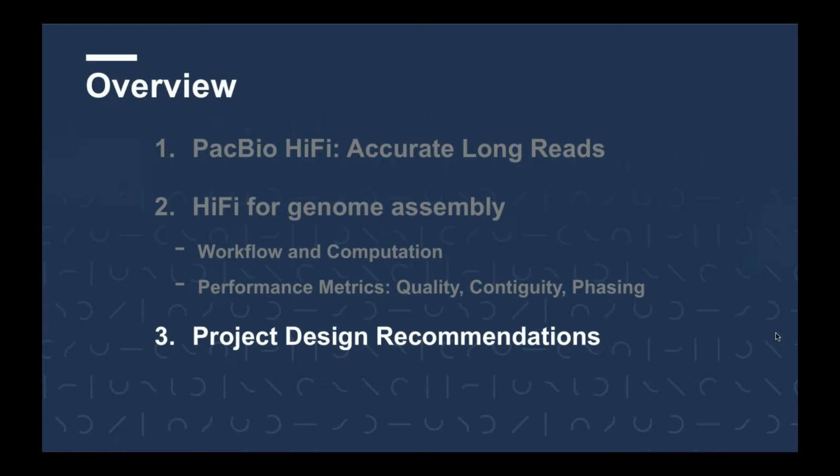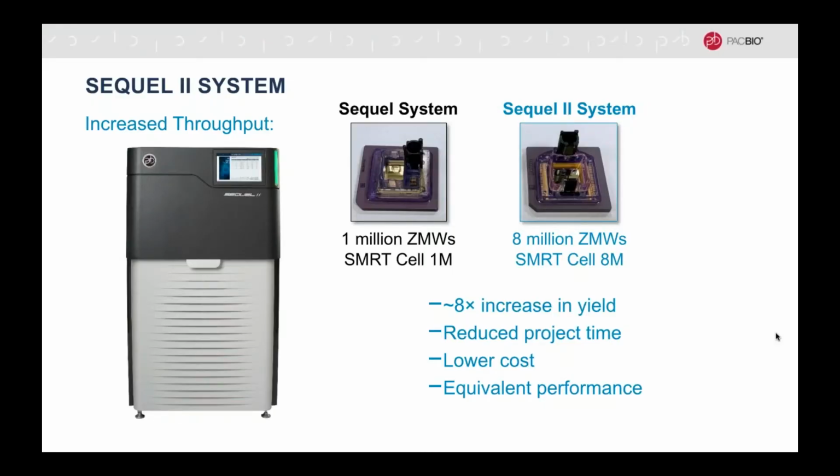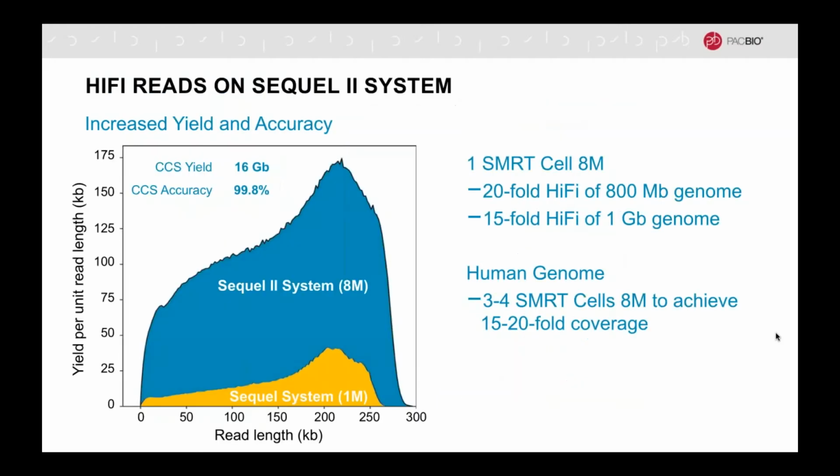So let me conclude with some project design recommendations. Many of you are probably already familiar with our recently released Sequel II system. Sequel II features an 8-fold higher throughput compared to the Sequel system, which translates into reduced project times and lower costs, while having equivalent performance to the Sequel system. On Sequel II, we're seeing 12 to 16 gigabases of HiFi reads per 8M SMRT cell. With this type of yield, you can generate a 20-fold HiFi data set for an 800 megabase genome, or a 15-fold HiFi dataset for a 1 gigabase genome.